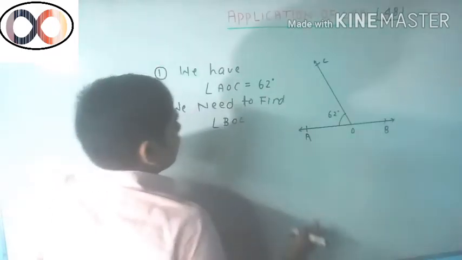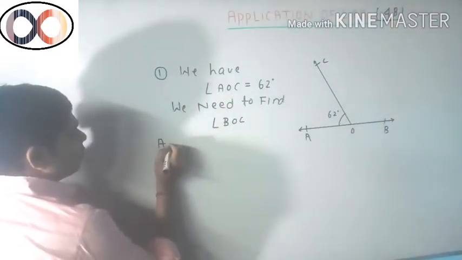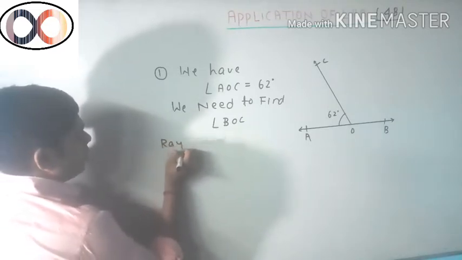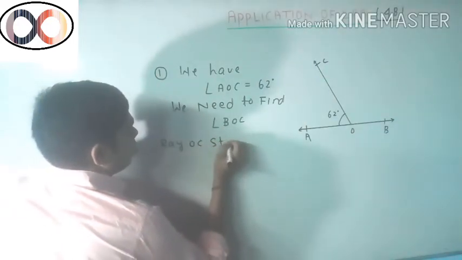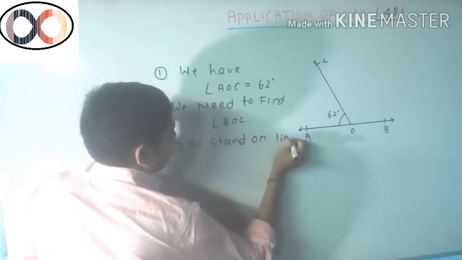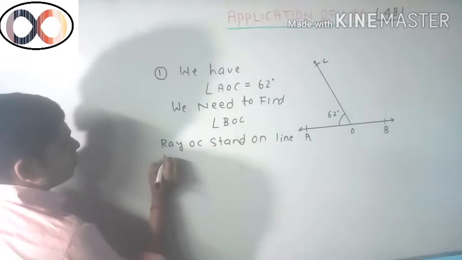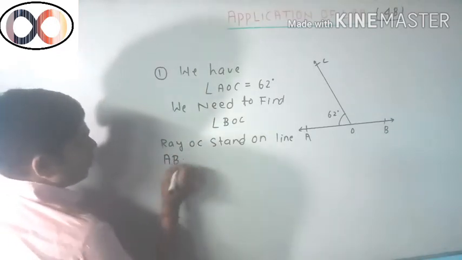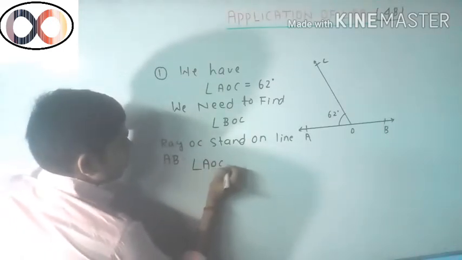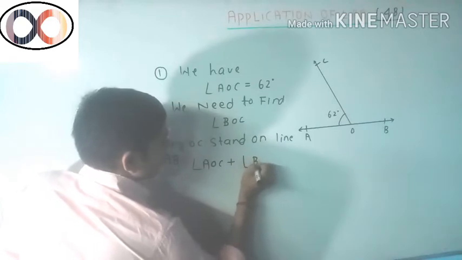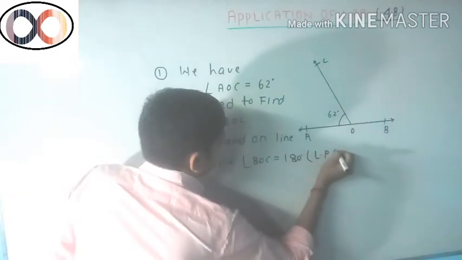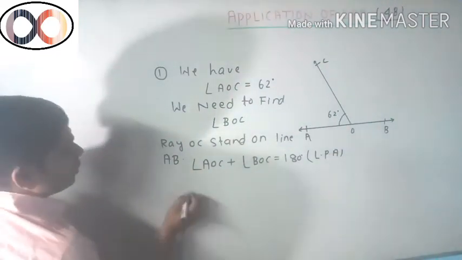So we can write here, ray OC stands on line AB, hence angle AOC plus angle BOC equals 180 degrees due to LPA, meaning linear pair axioms or angles.